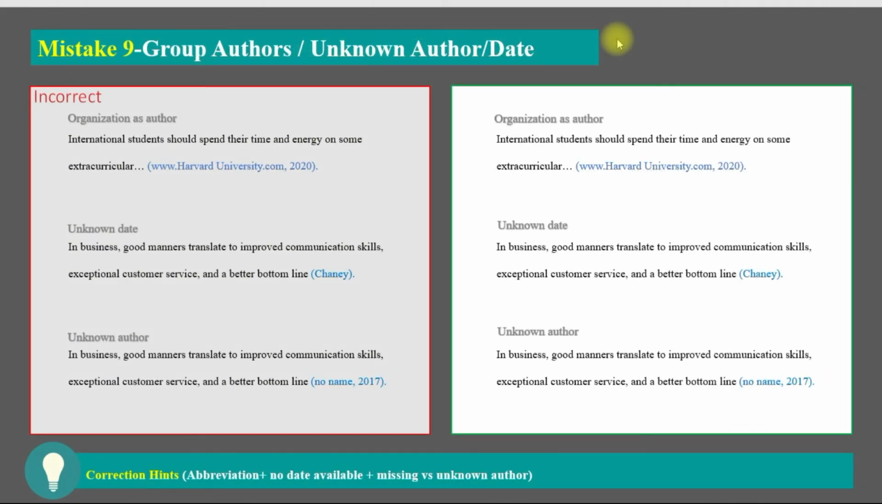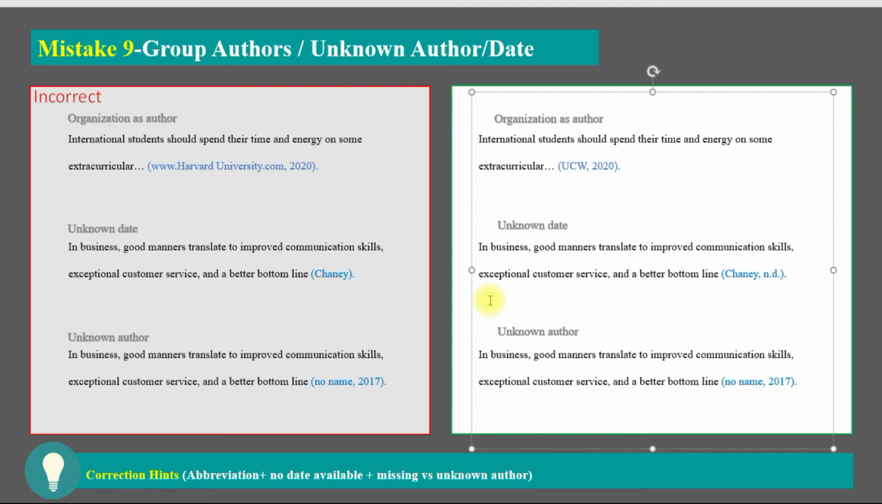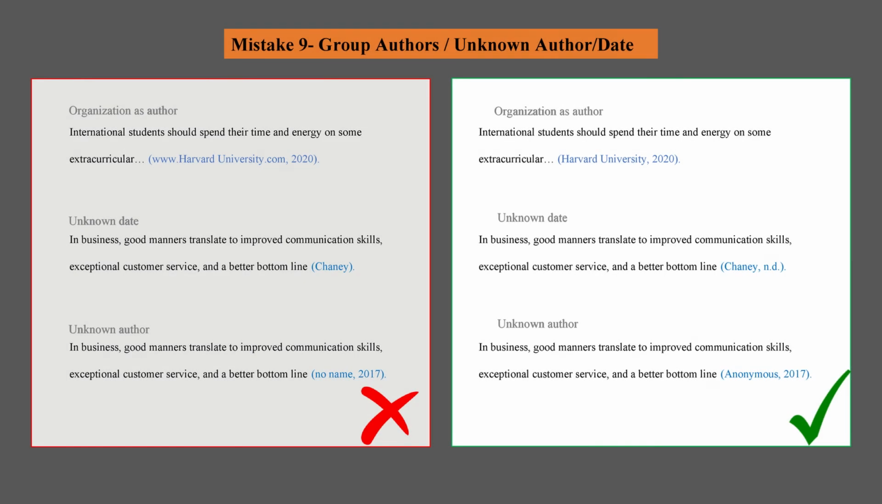Mistake number 9. Group authors, unknown author, date. If the author is an organization, do not write the full website address. We just write Harvard University. Now, if that university has an abbreviation like UCW, we can also write UCW. In the second example, if the date is unknown, we need to put n.d. For the third example, for the unknown author, we just simply write the word anonymous. There you go.